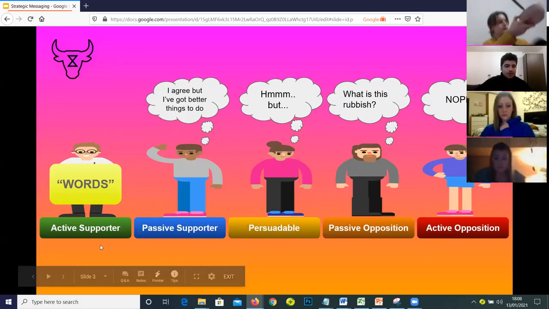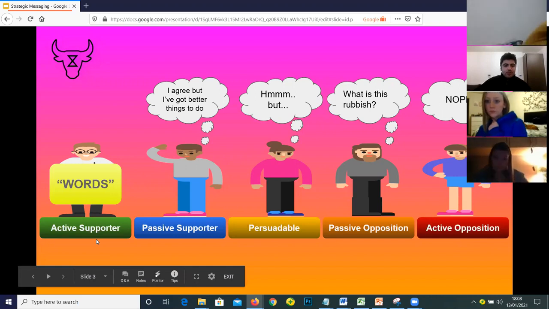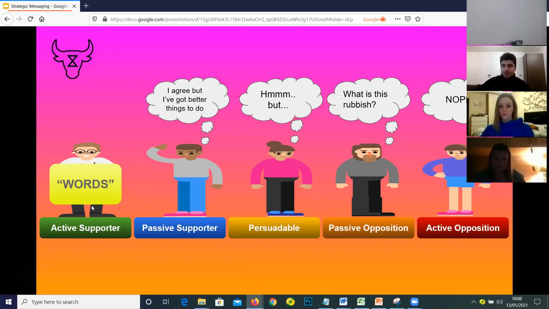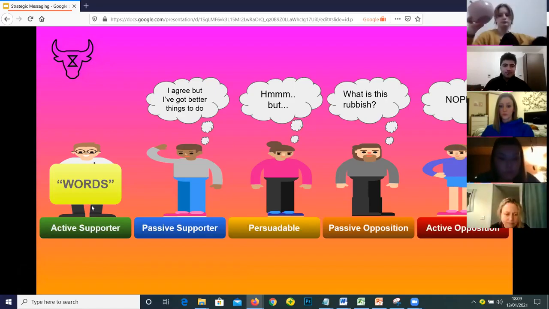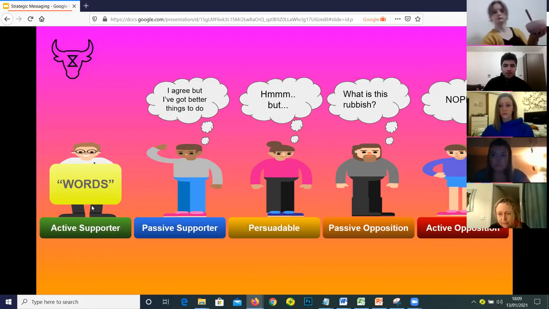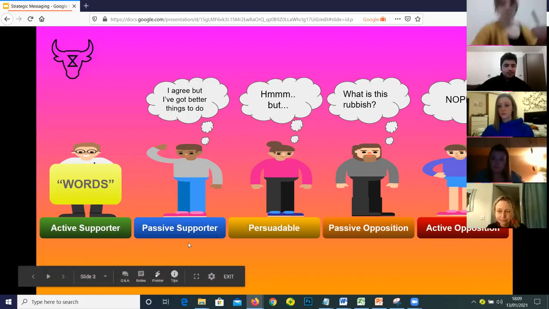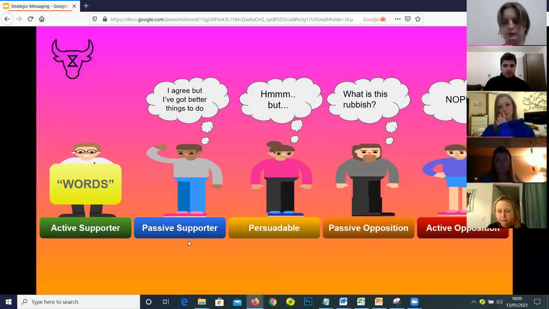So on the scale, we have the active supporter here. The active supporter will embody the message, right? They'll be the ones holding up the placards or the banners or whatever, embodying our message and letting the world see it. We then have our passive supporters who agree with us, but they've got other things going on, but they are tempted to become active supporters.